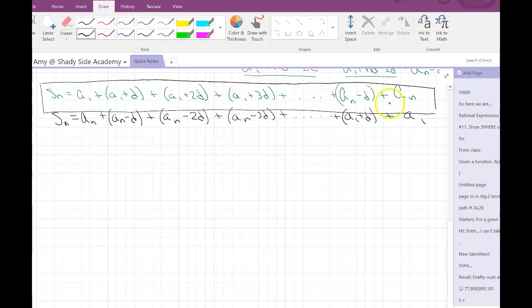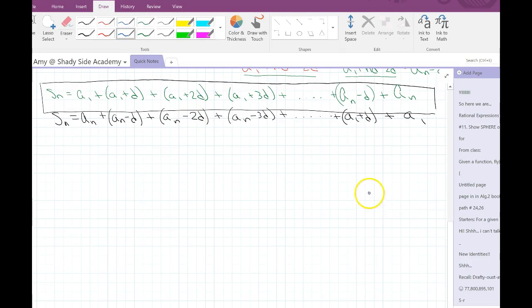So the green and the black are identical, just one is forward, one is backwards. All right, now what am I going to do? Well, guess what you can do, boys and girls? When you have two equations, what can you do with two equations? Two equations can be added.